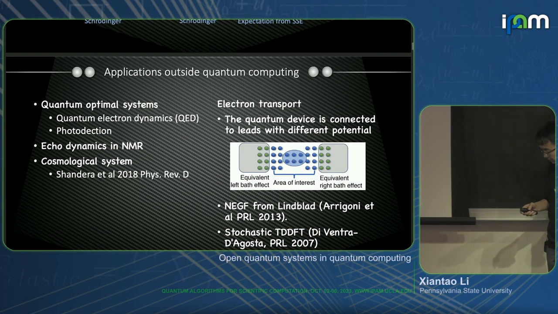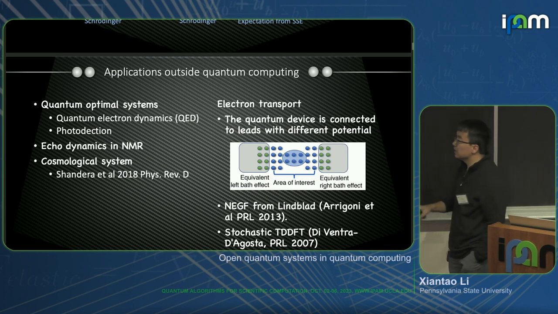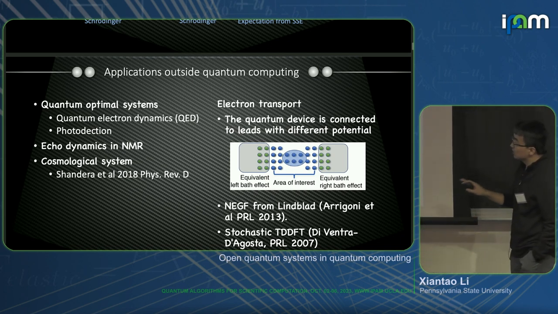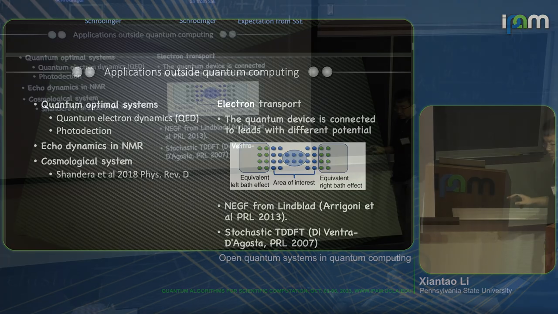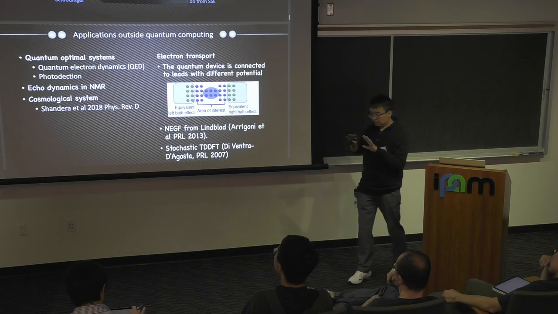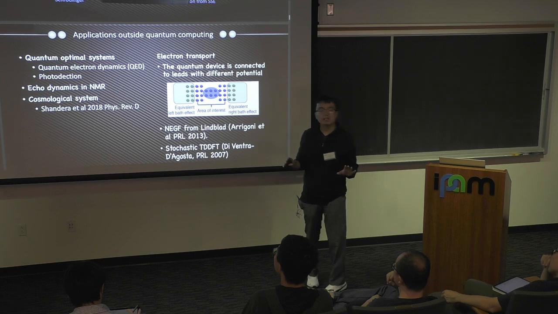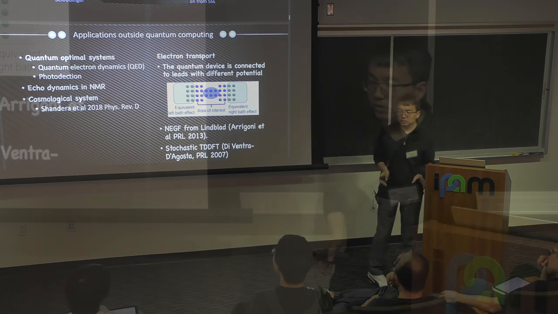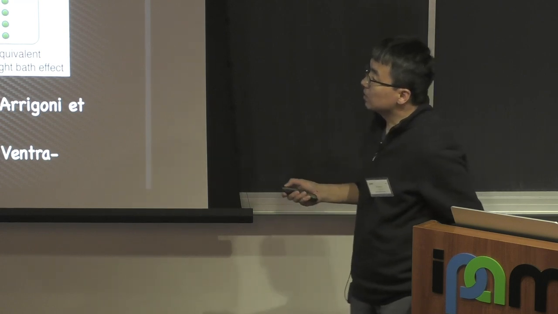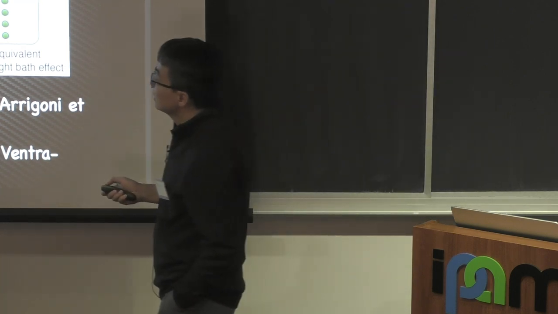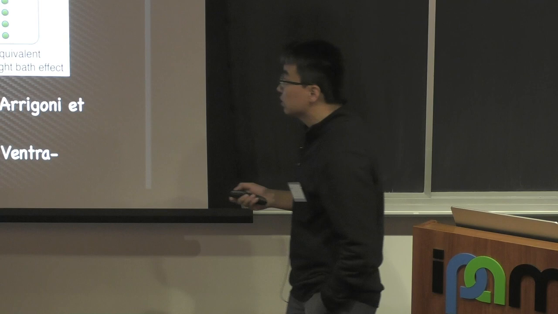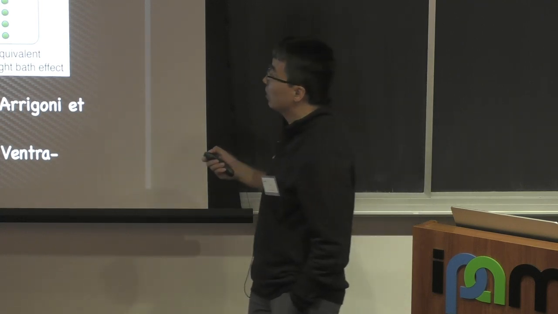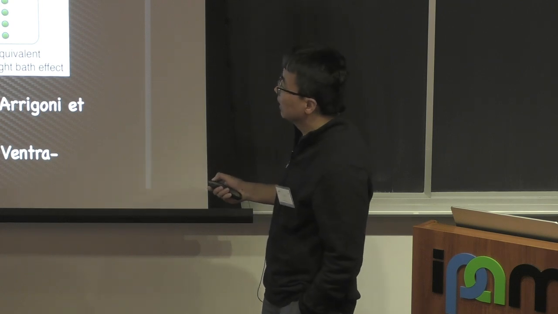Now, outside of quantum computing, there are many other applications of open quantum systems. I just want to list them here, just in case you have a very robust algorithm for solving Lindblad equations, and you're looking for applications outside of quantum computing, right? These are some of the original applications. The first time that I saw the Lindblad equation was actually in material science, where people solve electron transport problems.